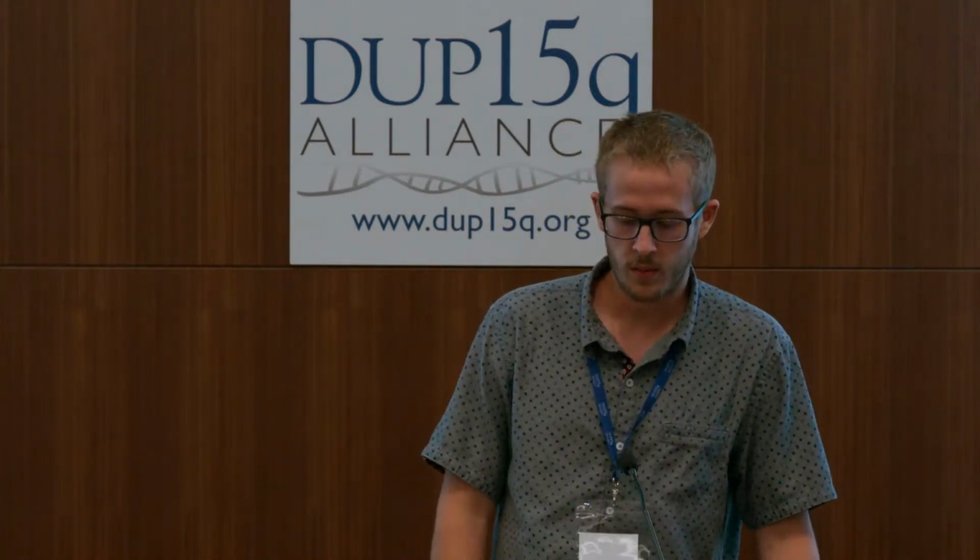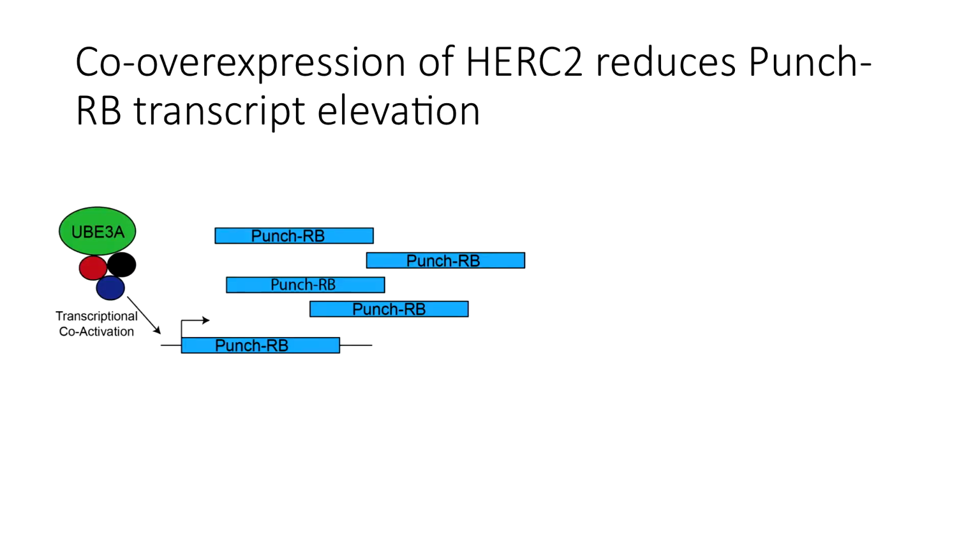So this was the first piece of evidence to me that there might be something going on in my flies when I overexpress UBE3A and HERC2 at the same time that I'm not seeing with UBE3A alone. It has been hinted at that UBE3A has a co-activation function, so it can act to increase the transcription of some proteins. In flies, one of these proteins is called Punch-RB.